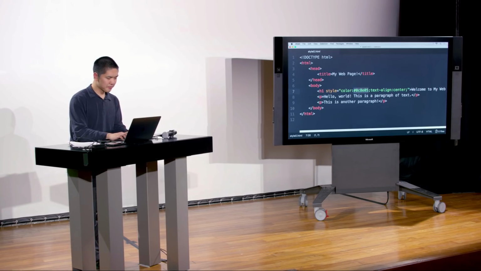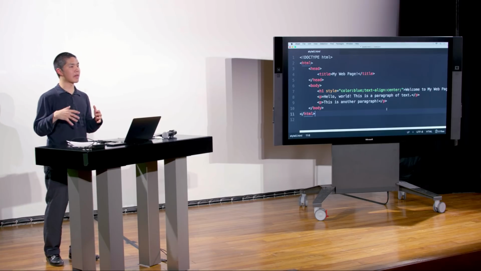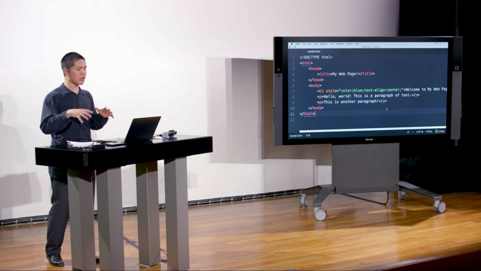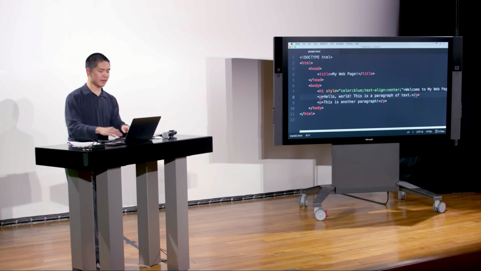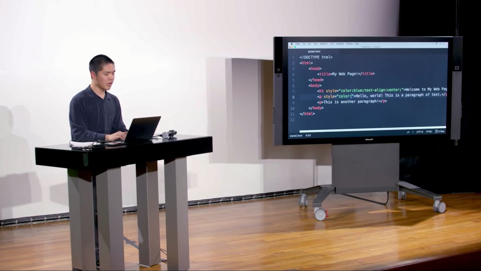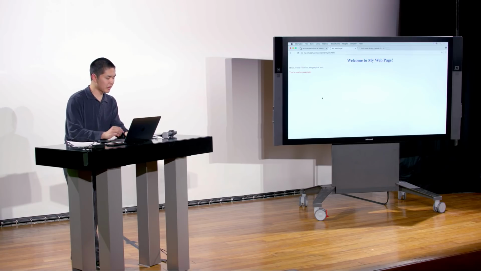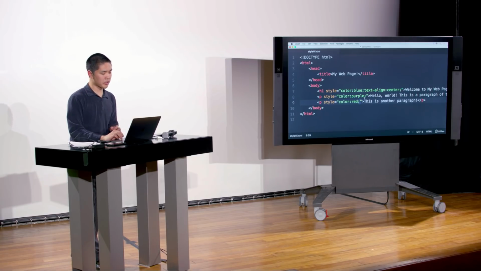OK. As we can imagine, if we start to, and I'll change this back to blue just for good measure, if we start to add a lot of styling to our HTML web pages, this is going to start to get cluttered pretty fast, right? I can start to add additional styling here. If I want my paragraph here to be purple, and I want this paragraph over here to be red, for instance. And this will certainly work, right? I can style things in different colors, and that's going to work just fine.